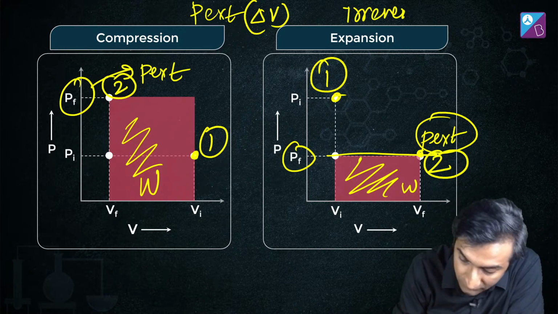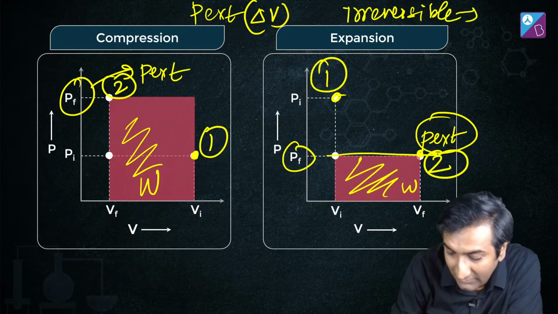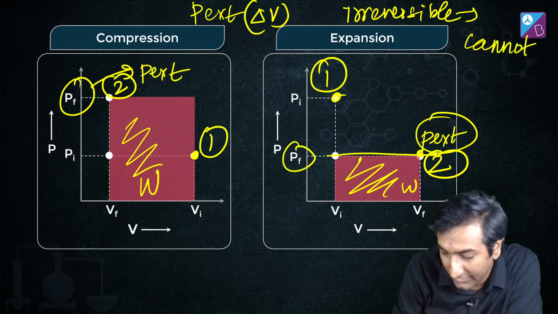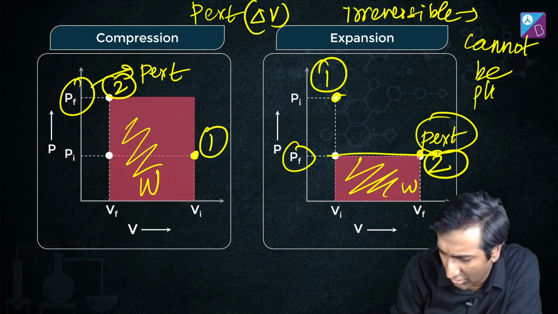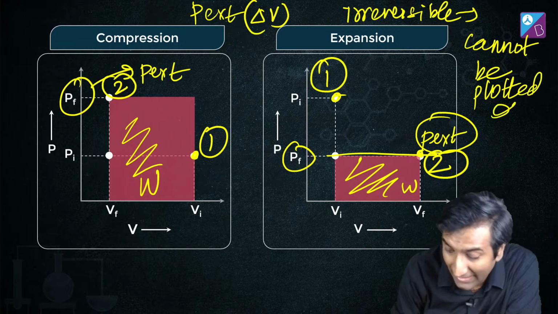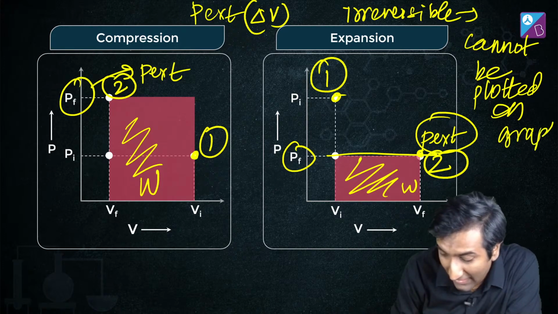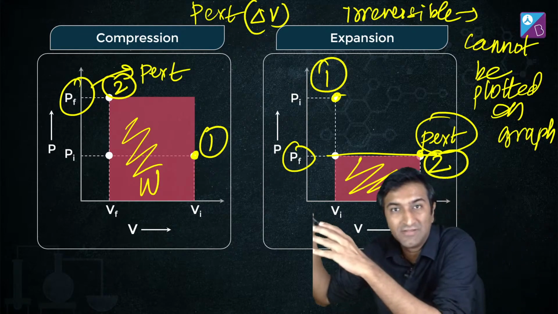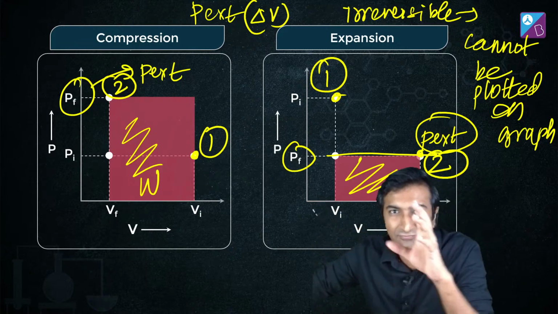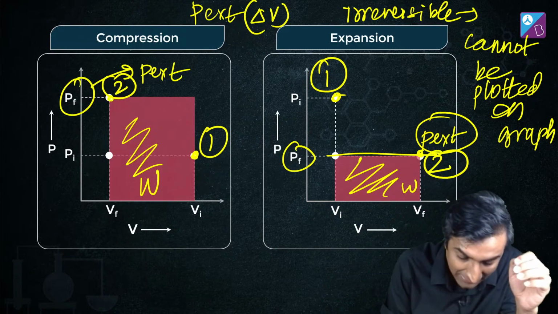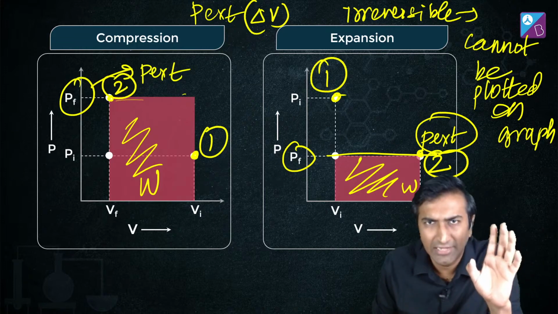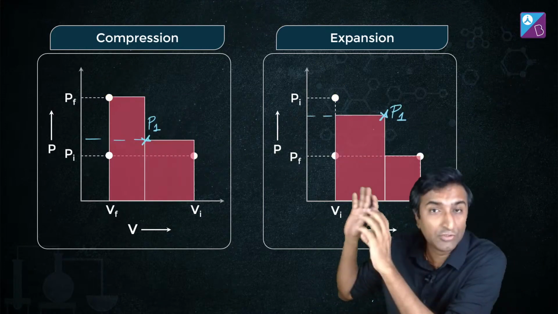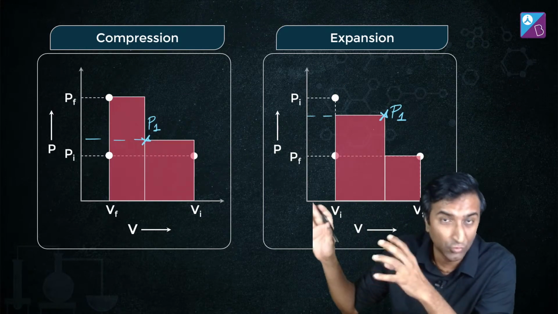How do I know? Because irreversible cannot be plotted on a graph. You might say, hold on, I have plotted on a graph. I have not actually, because I have just said that final pressure is external pressure and work happens to be given by that. But this is not really plotted on a graph. I'll tell you what I mean. Now I'll make this a two-step process. See what's happening in a two-step process.